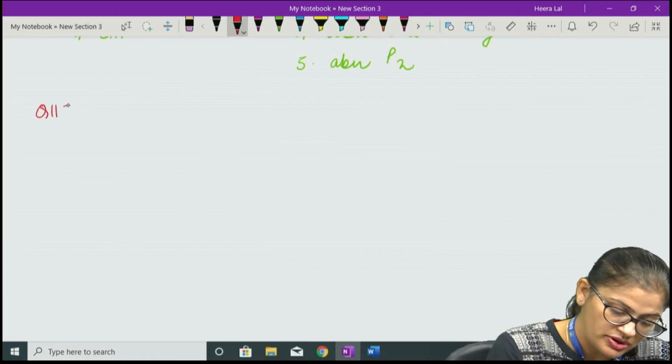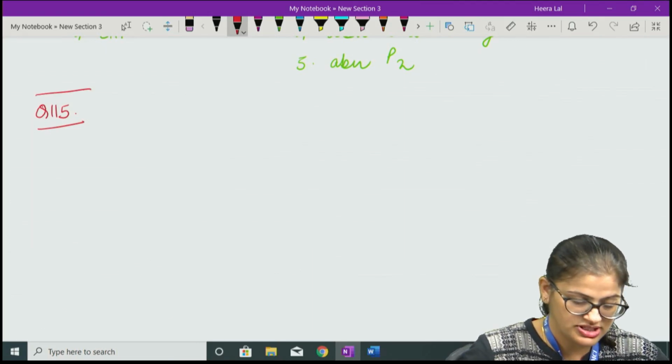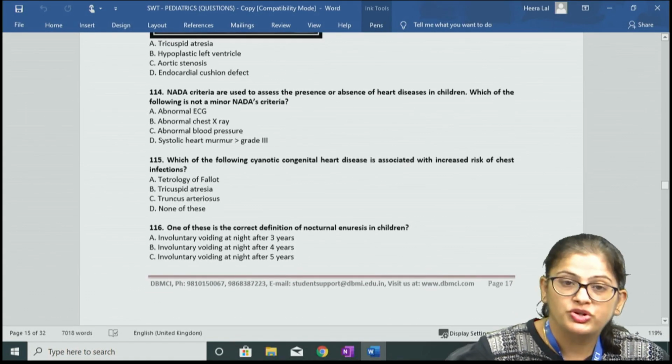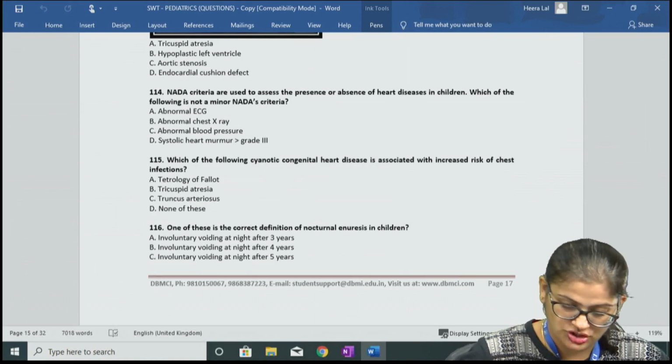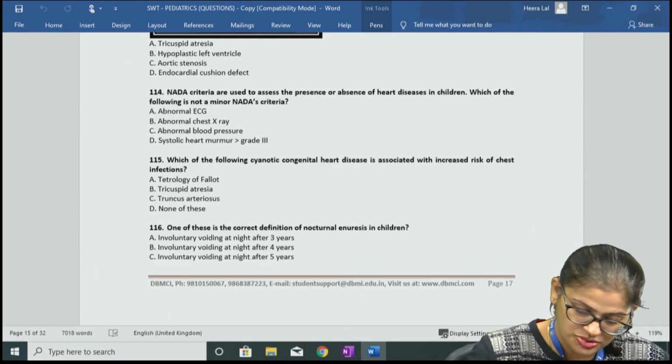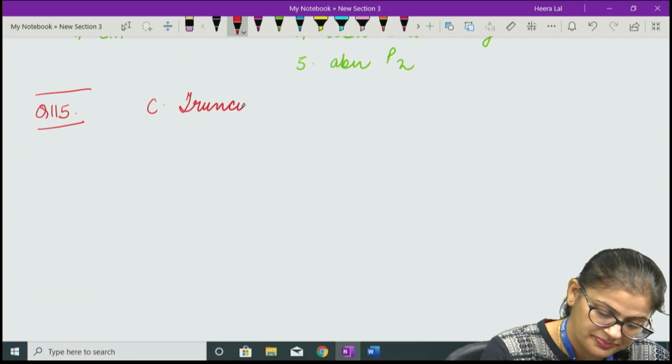So question number 115, now we come on to question number 115. And question number 115 was, which of the following cyanotic congenital heart diseases is associated with increased risk of chest infections? And the correct answer is option number C, that is truncus arteriosus.